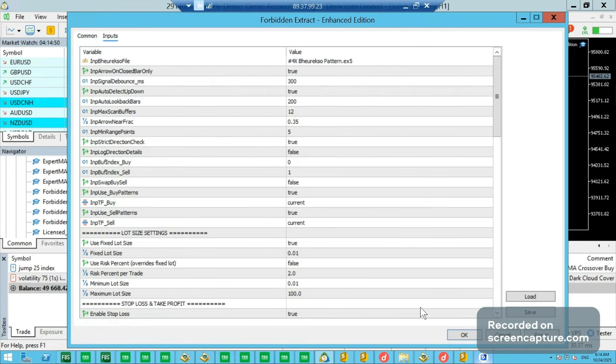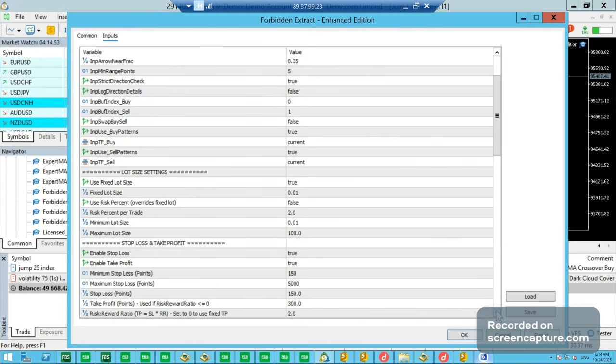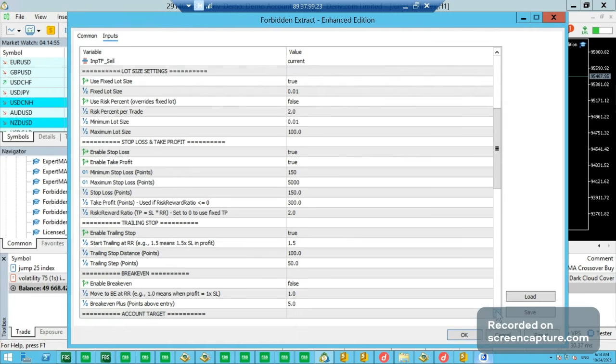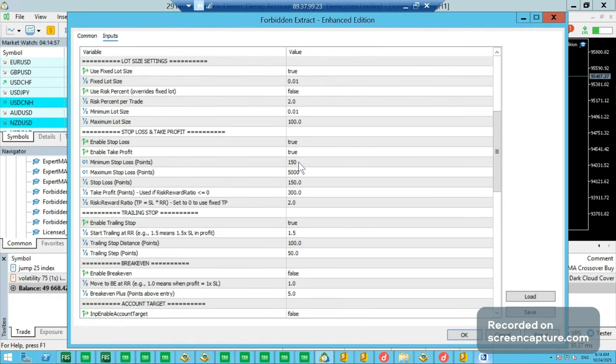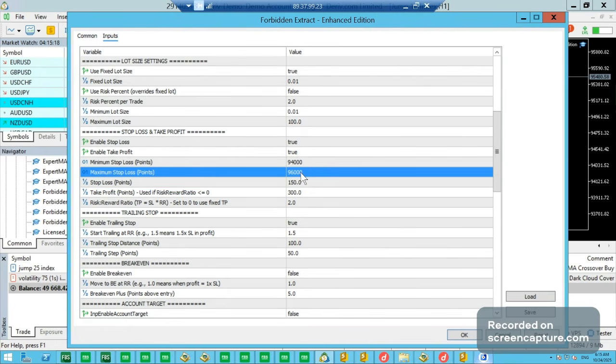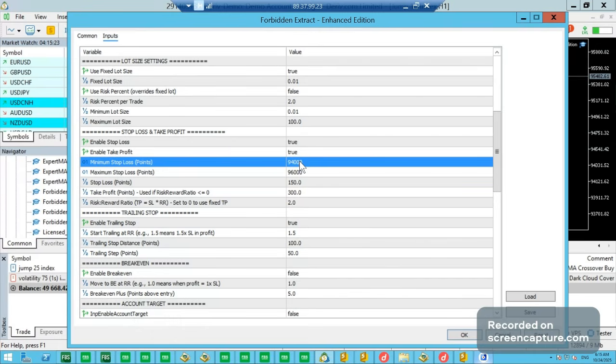Where is it? 94,000. Just to avoid any likely inability of the EA to pick a trade. So to avoid that, we need to understand the minimum stop loss point. So our minimum stop loss point, let's just leave it like this.